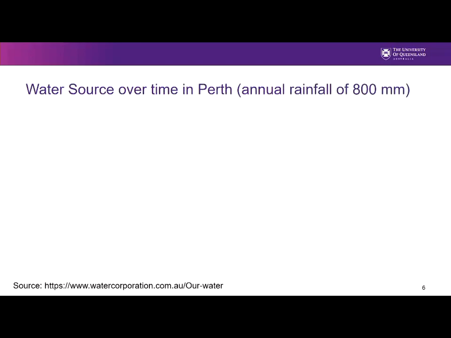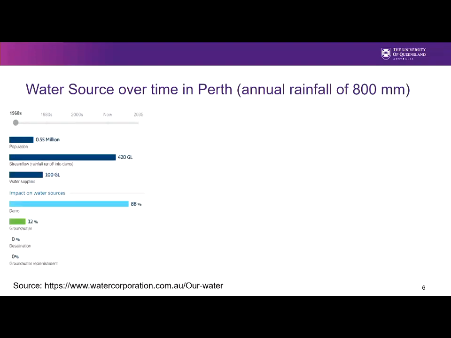The next one is water resources in Perth. So we look at the histories. Back in the 1960s, the population was 500,000, and the water supply was 100 gigalitres. Stream flow was quite significant, 420 gigalitres. And for water usage, 88% came from dams and groundwater was 12%. Desalination was zero. We didn't have that technology back then. Groundwater replenishment was zero as well. What does it mean, groundwater replenishment? Anyone have an idea?